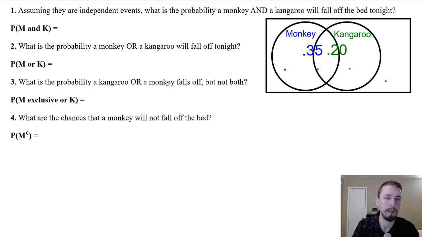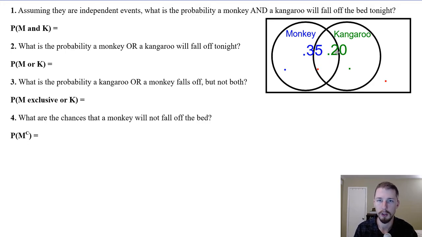So assuming that they're independent, what's the probability that a monkey and a kangaroo will fall off the bed tonight? Let me read the first part. It says a troop of little monkeys, that's actually what they're called, I had to look it up, were jumping on the bed. On any given day, there's a 35% chance that a monkey will fall off the bed. Next door, a mob of kangaroos, I think that's what they're called as well, were jumping on the bed. Being more adept at jumping, there's only a 20% chance that the kangaroos will fall off the bed on any given day. All right, so we've got a 35% chance for the monkeys, 20% chance for the kangaroos.